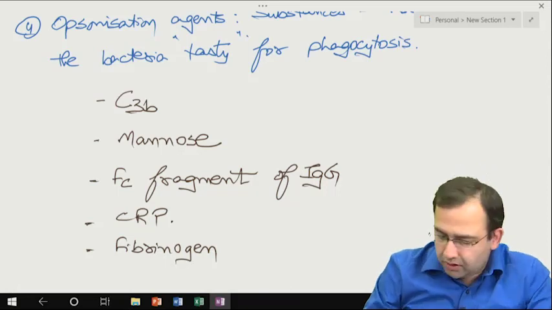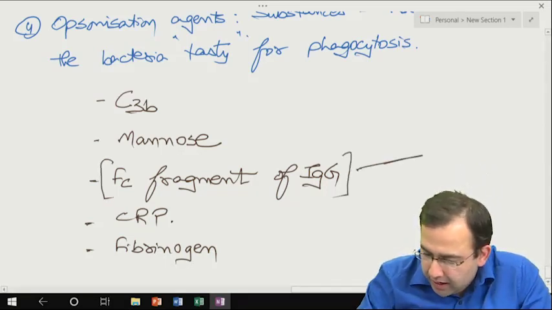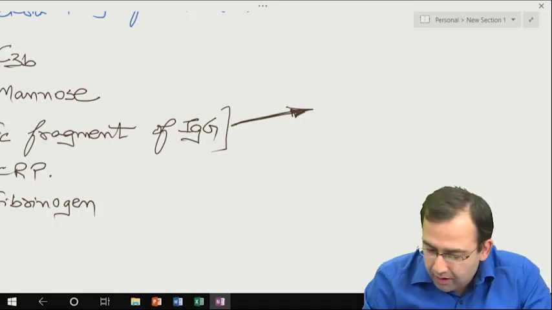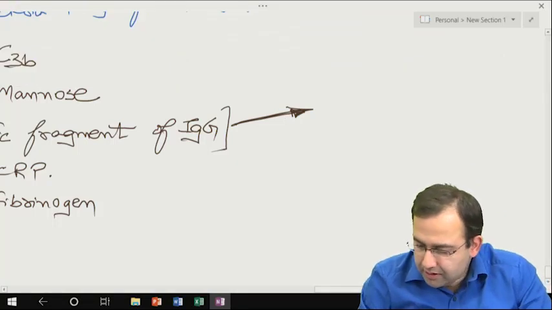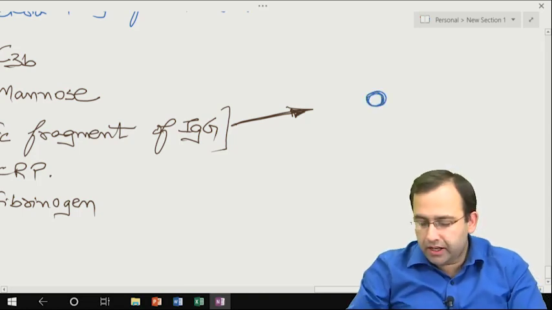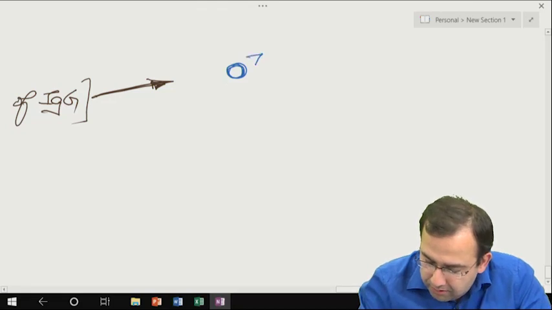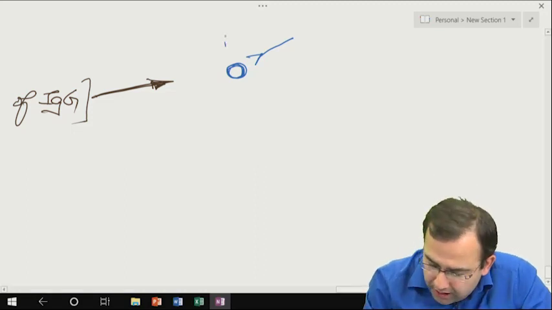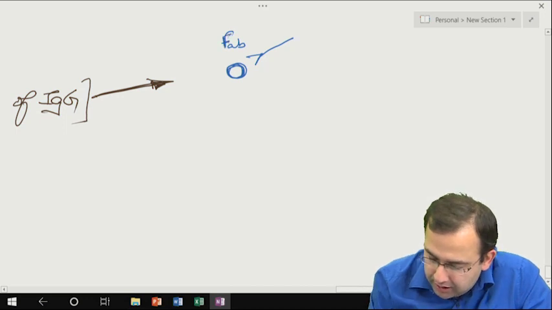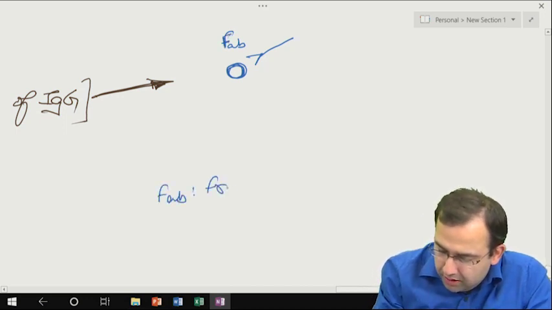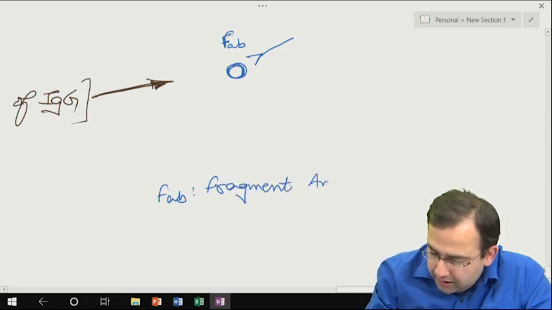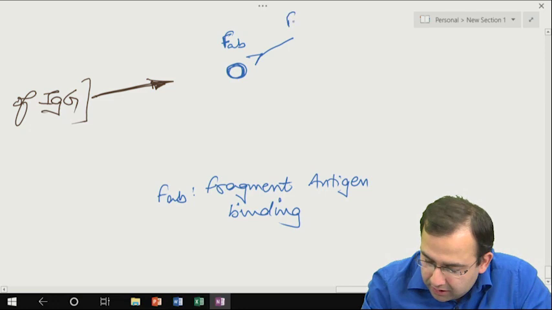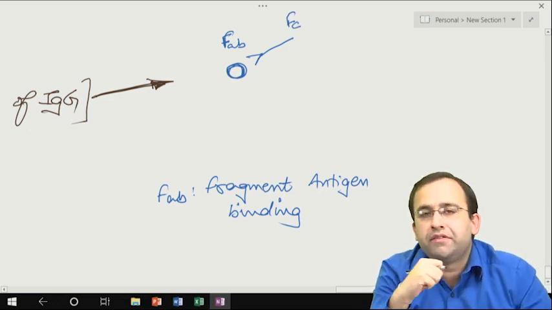Next point, before we go further, let us see what we mean by Fc fragment of IgG. Look, children, suppose this is a bacteria. Bacteria is coated with antibody. Antibody has two ends: FAB, that is fragment antigen binding, and FC end.